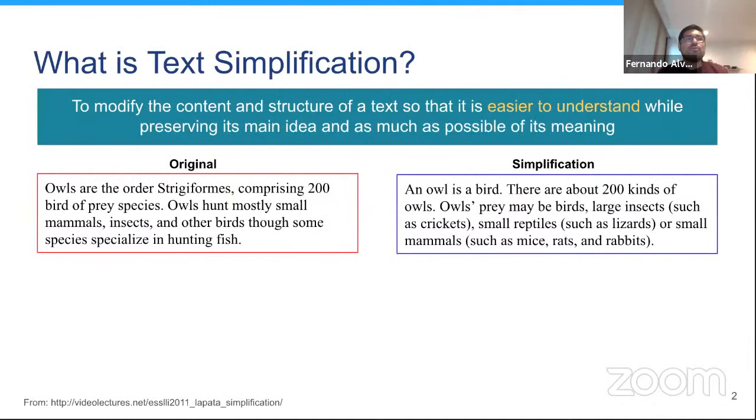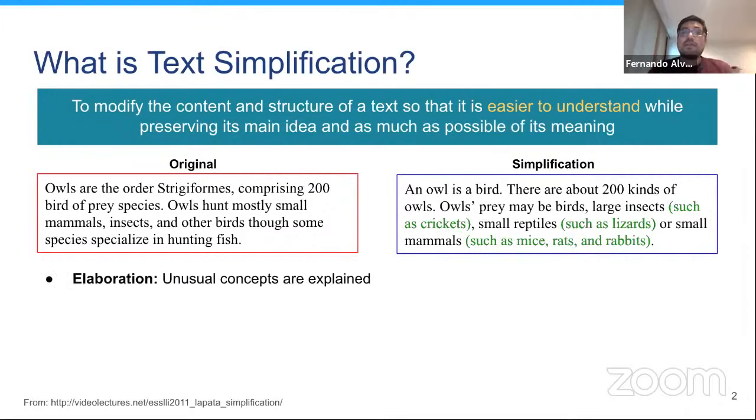So let's start with what is text simplification. The idea of text simplification is to modify the content and structure of a text so that it becomes easier to understand. But the changes that we make to make this possible need to preserve the main idea and as much as possible of the original meaning. So, for example, we have these two texts there, the original version and a possible simplification. And there are many changes that have been performed there. Let's take a look at some of them, okay?